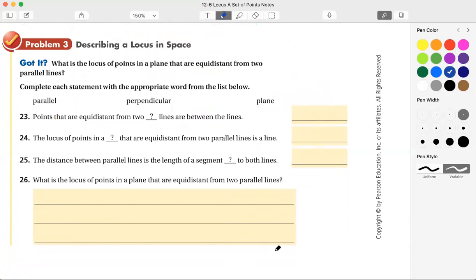All right, what is the locus of points in a plane that are equidistant from 2 parallel lines? Complete each statement with the appropriate word from this list. Points that are equidistant from 2 parallel lines are between the lines. The locus of points in a plane that are equidistant from the 2 parallel lines is a line. The distance between parallel lines is the length of a segment perpendicular to both lines. So what is the locus of points in a plane that are equidistant from 2 parallel lines?